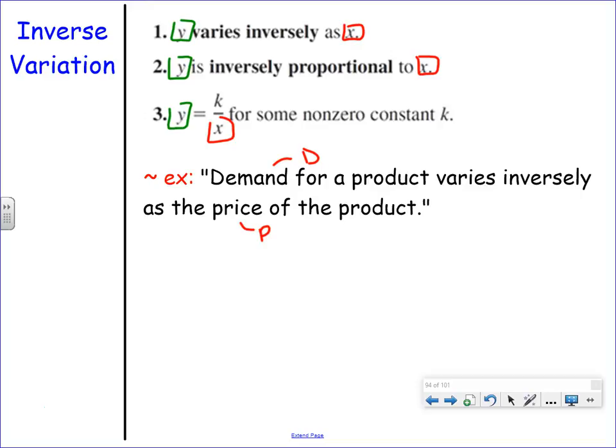Let's stop. So how will we make an equation if we know varies inversely? What's on the left? Demand. Varies inversely, K over, who's our like our X, P for price, right? Now done direct. Direct is K times. We've done inverse. Inverse is K over.